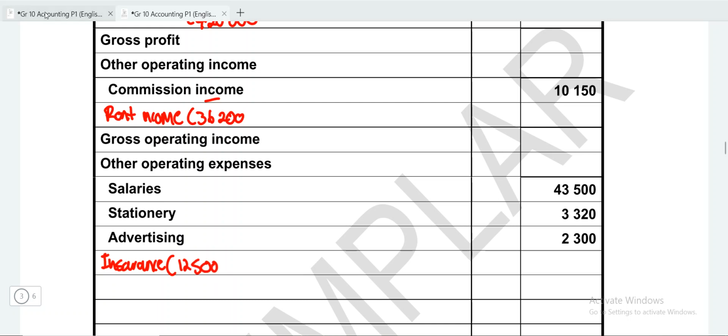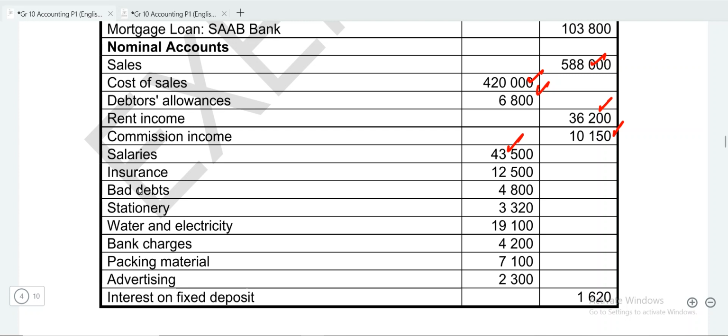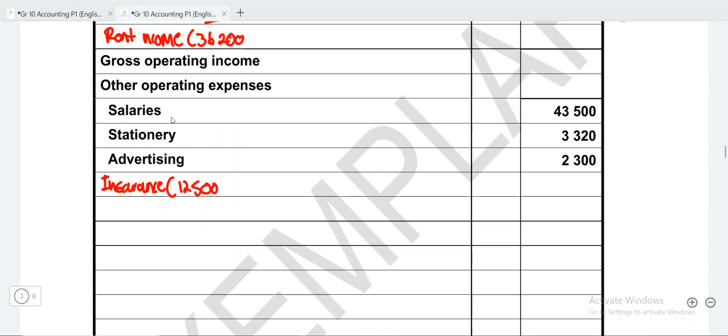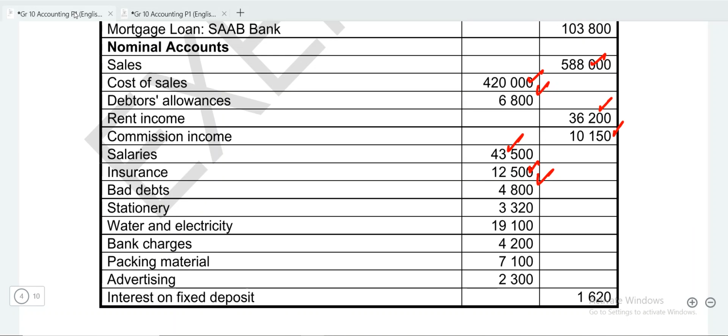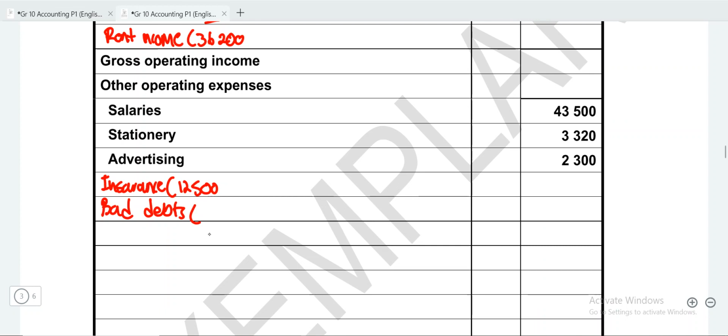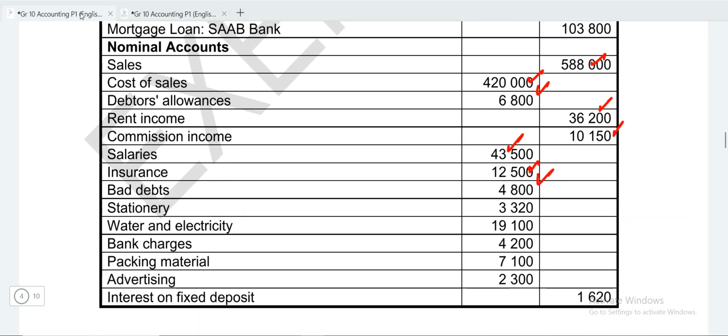Then from there we check what else are we given. We are given bad debts for 4,800, so we can also enter that bad debts 4,800. Let's check if it's there. If you look at this, it's not there under operating expenses, so we'd have bad debts, and then the amount that they gave us, they said it's 4,800, so that 4,800 will come here. Okay, and then from there we are going to check what else are we given. We are told that we have stationery for 3,320, so we also enter that stationery for 3,320.